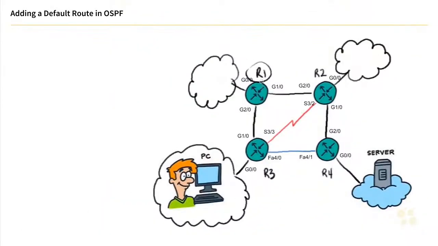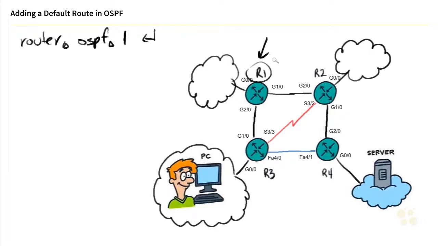So to train R1 to inject that default route into OSPF so that R2 and R3 and R4 can all benefit from it, here's what we would do. On R1, we could go into router configuration mode. So router ospf and our process ID. We've been using 1 in the lab, so we'll continue that. We'll press enter. We're now in router configuration mode.